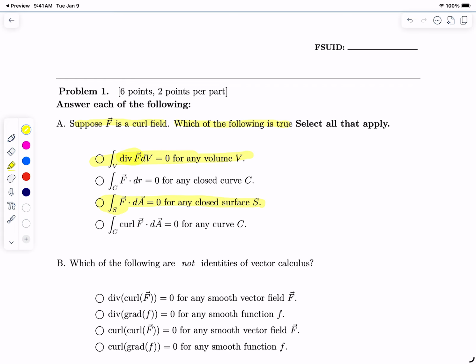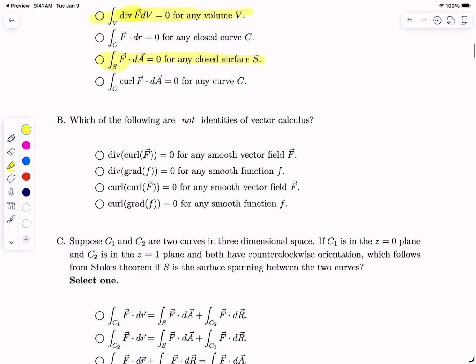First one is coming from what we just discussed, and the third one is coming from one of the results that we already have. Like you give me a curl field, and its flux through any closed surface S must be equal to 0. Okay, which of the following are not identities of vector calculus?